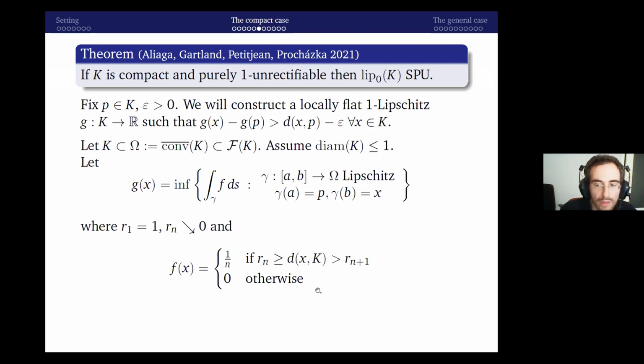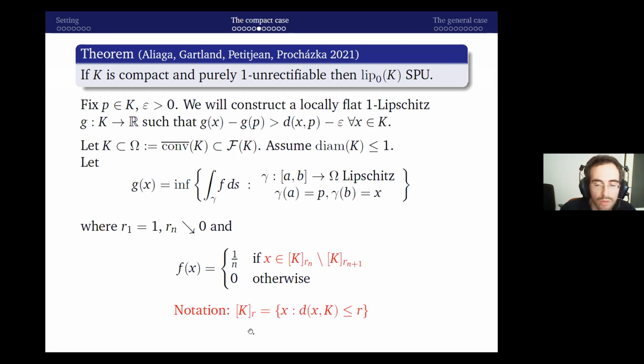We will choose decreasing neighborhoods of K, which look like that. So we build a decreasing sequence of numbers Rn, and then if a point is in the nth neighborhood of K but not in the next one, then we assign it the value 1 over n. We will use a slightly different notation, the bracket notation, for the set of points that's at a distance at most R from K. So then, if we're in the nth neighborhood but not in the (n+1)th, we assign it the value 1 over n.